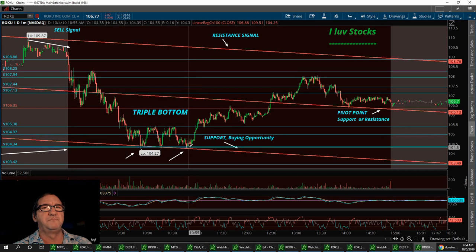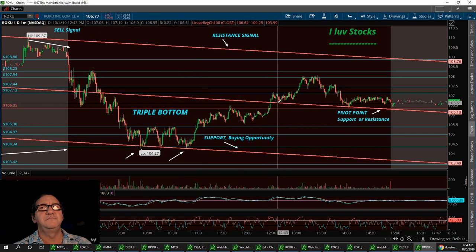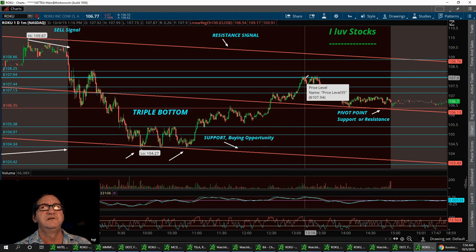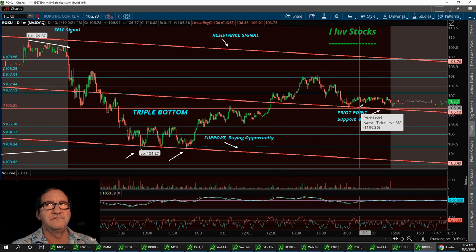It hit that triple bottom. That was an indicator. That was what I was looking for. A period of consolidation, and it was a buying opportunity, and it ran up and hit that pivot point, that inner line of that linear channel, and broke past it, past resistance. Then it started to consolidate and it pulled back and hit that support level here at the pivot point.